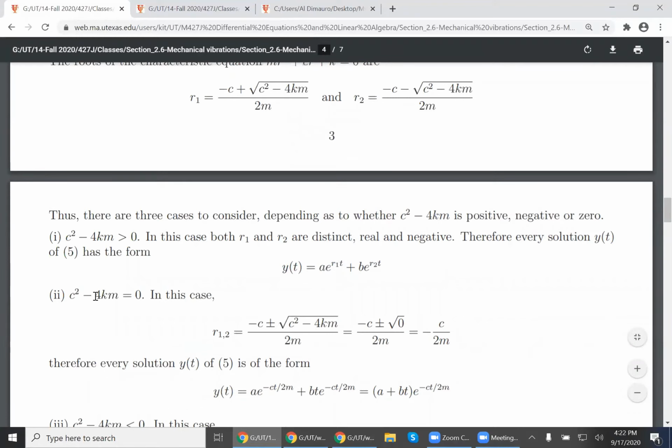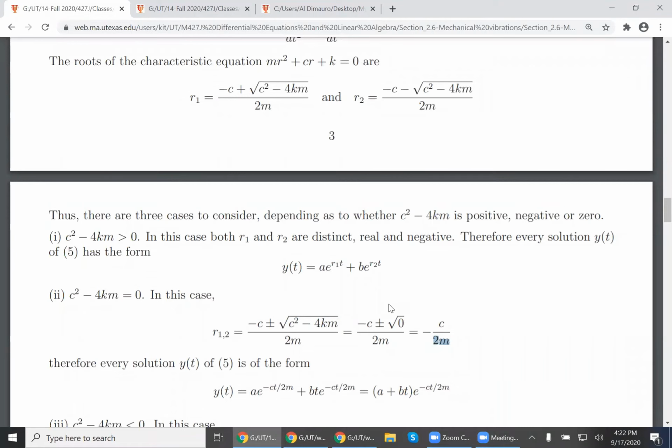Case 2. Discriminant is 0. We copy these formulas over here. We replace this expression by 0. This portion disappears. So R1 is equal to R2 is equal to negative c over 2m. This is case 2.